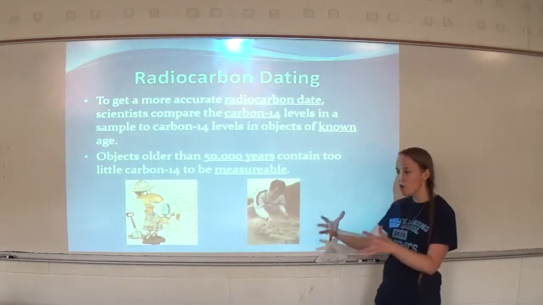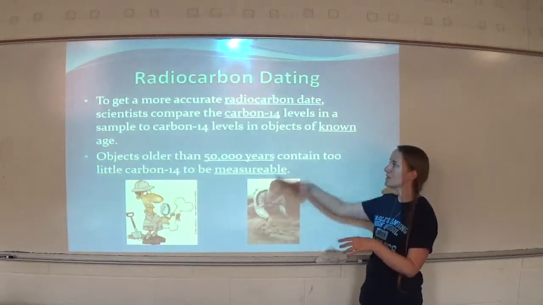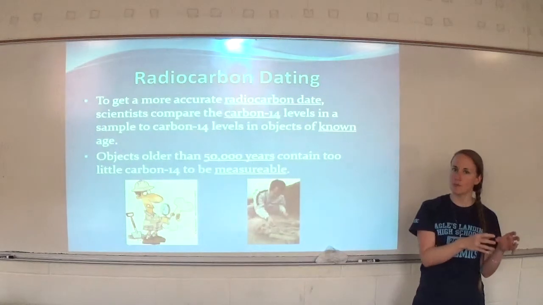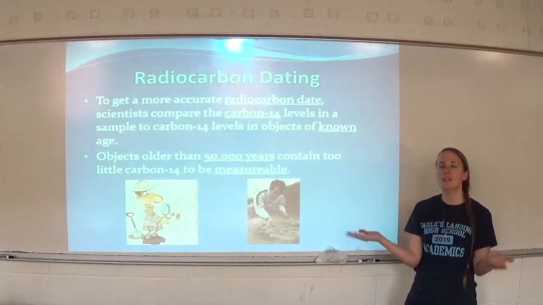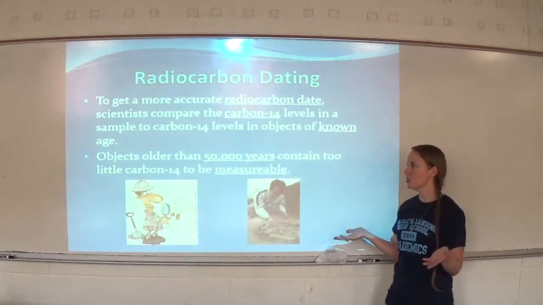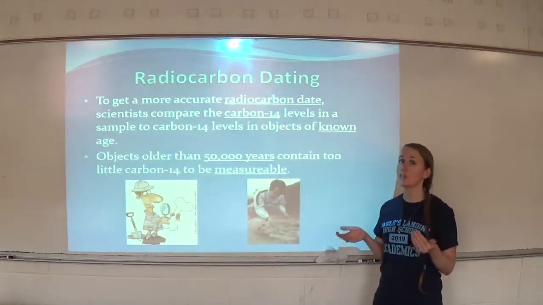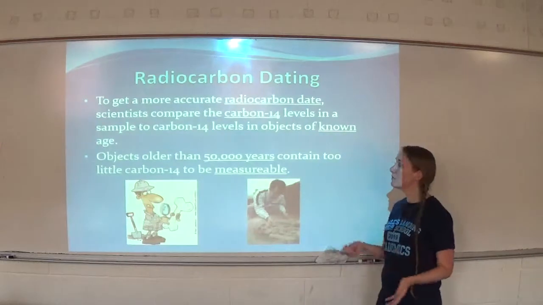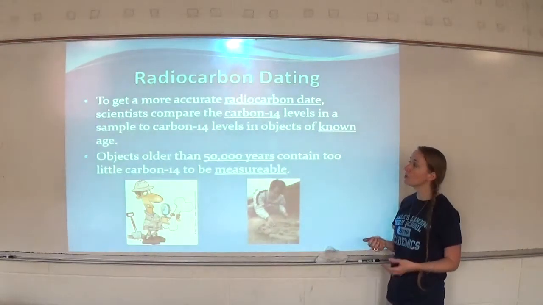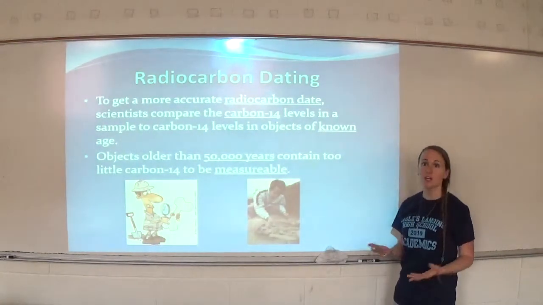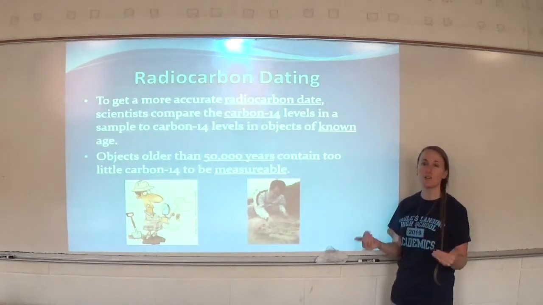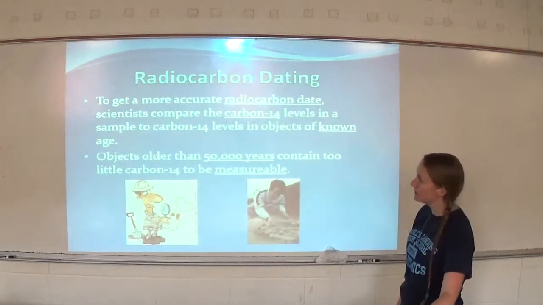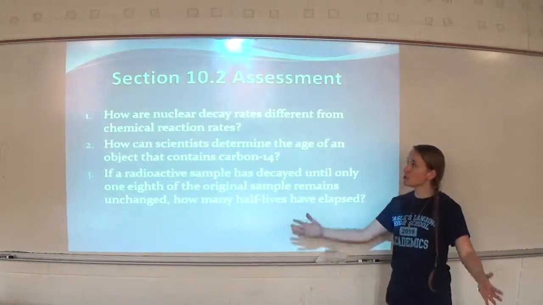So if I know this is 1,000 years old and I measure its carbon-14 levels, and I don't know how old this is and I measure its carbon-14 levels and they're the same, then the objects are probably close to the same age. However, like I told you, it can only go to a certain distance in the past. Objects older than 50,000 years contain too little carbon-14 to be measured. At that point, there's just not enough left because of radioactive decay for us to accurately date it. So, section assessment.